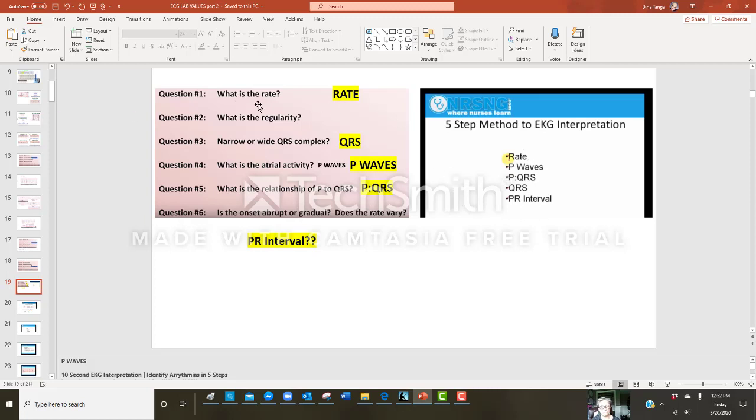What is the rate? That's pretty much the same. Rate is number 1 on the 5-step method. Question number 4, what is the atrial activity? That's talking about the P waves. And this video talked about the P waves, the second thing to look at. And then the relationship of the P to the QRS, that was question number 5. That's number 3 over here. And then the QRS, is it narrow or wide? Question number 3 over here. It was 4 over here.